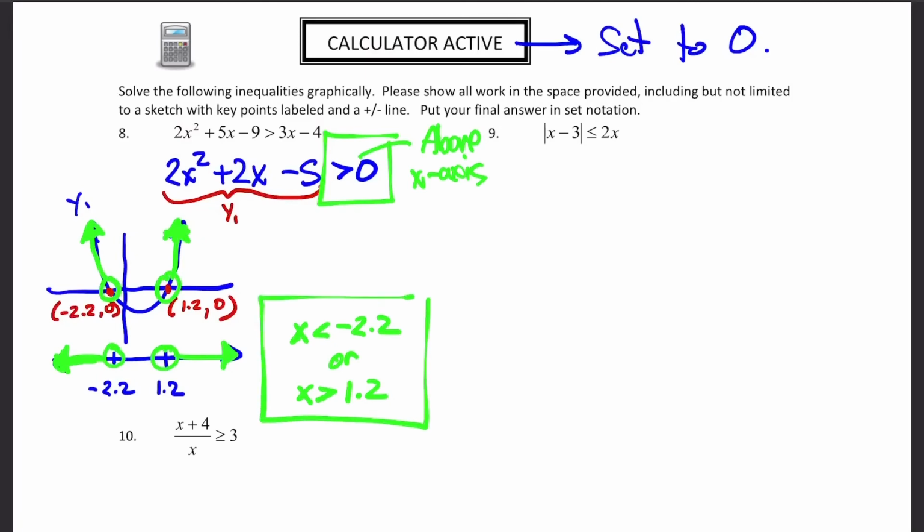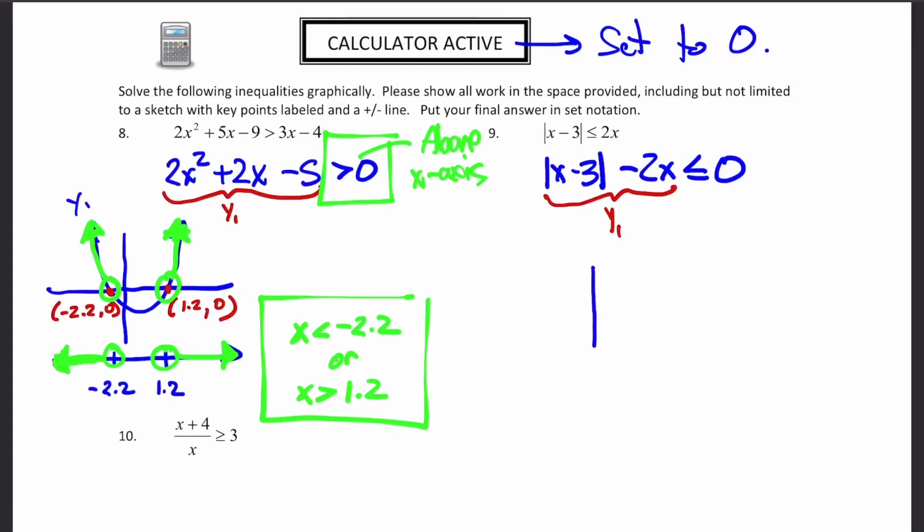Okay, number 9. Again, let's set it to 0. It just makes it that much easier. Absolute value of x minus 3, minus 2x, is less than or equal to 0. I'm going to put this into y1. Just make sure the minus 2x is outside of the absolute value, so you have to arrow over to put it outside.